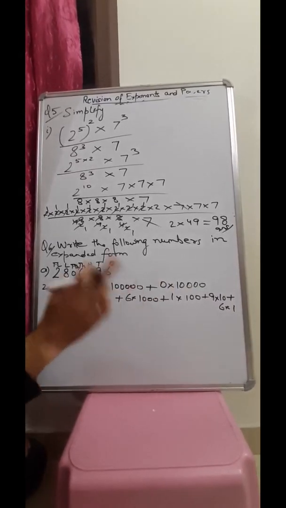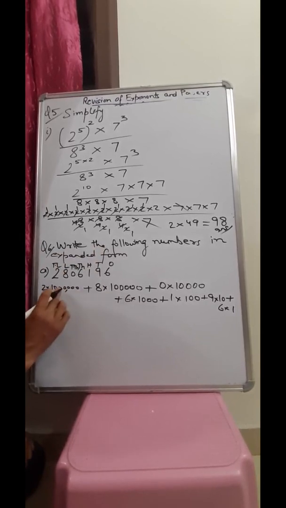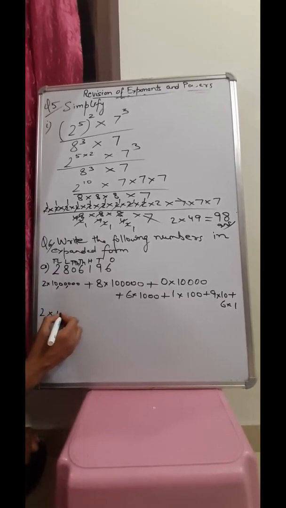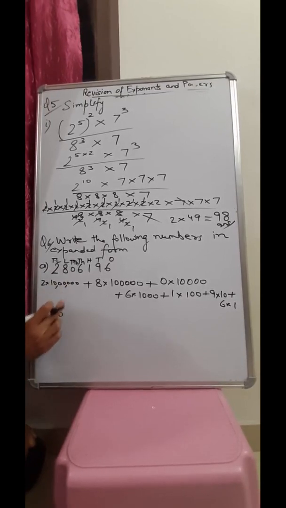But we have to use the exponents. To write these with exponents, 2 will remain as it is. Here it is 10 lakh. So 10 lakh is a factor of 10. That means we are going to take the base as 10, because we have to write this in exponents, and these are all factors of 10.